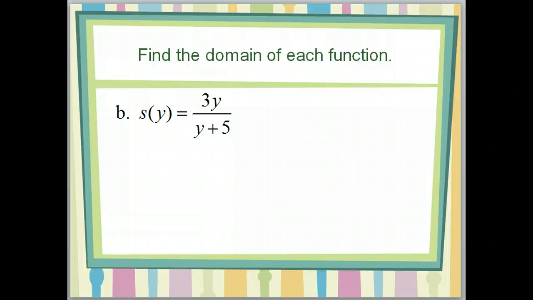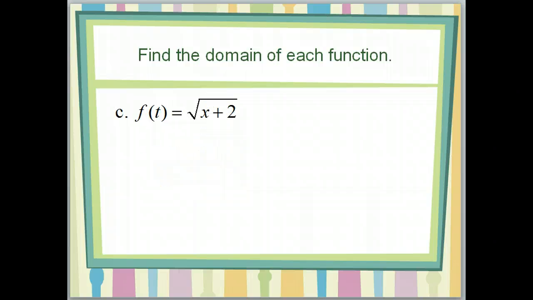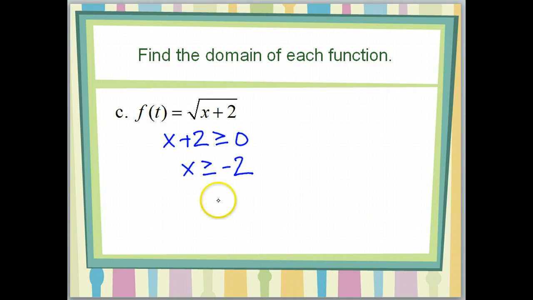Example B is a fraction, and we know that we cannot have denominators of 0. So to find the domain, you'll say that y plus 5 cannot equal 0. Subtract 5 from both sides, and y cannot equal negative 5. And that is your domain. With radicals, the radicand, the number underneath the radical, has to be greater than or equal to 0. So the domain for this problem is x is greater than or equal to negative 2.